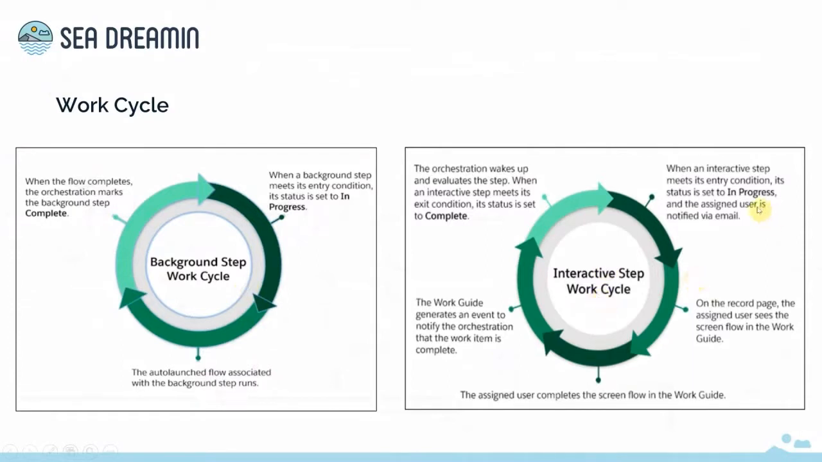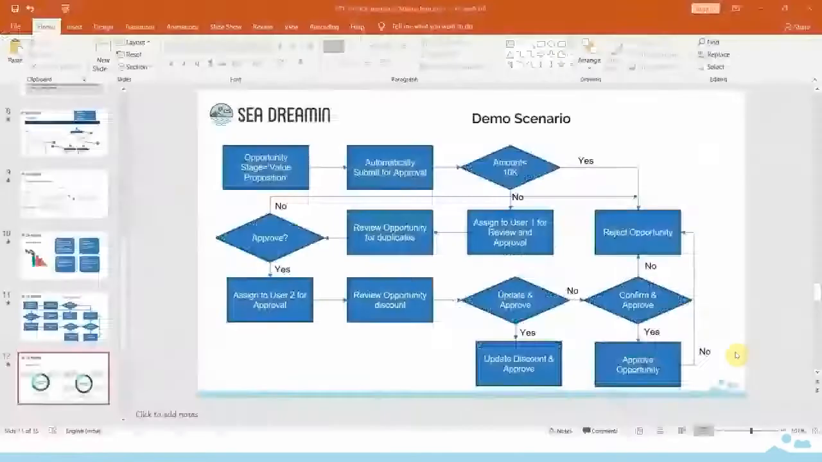When the interactive step is initiated, the status will be set to in progress. The difference is that, like we have seen in this case, on the screen the user will be seeing the operation that he needs to perform. And there will be an event to notify the assigned user. Once the operation is complete, the status will be updated as complete.